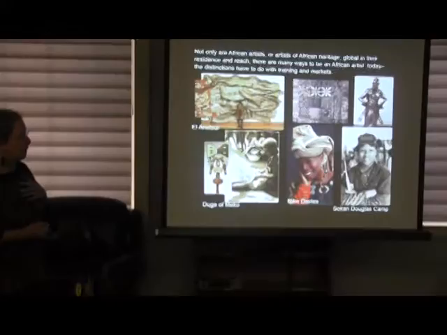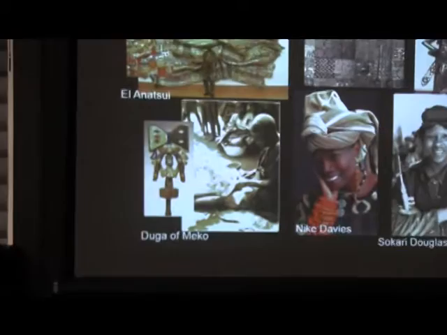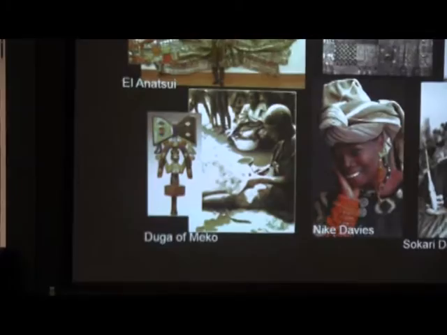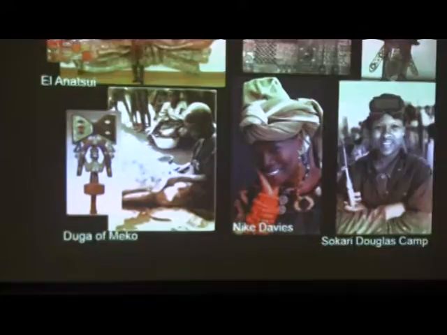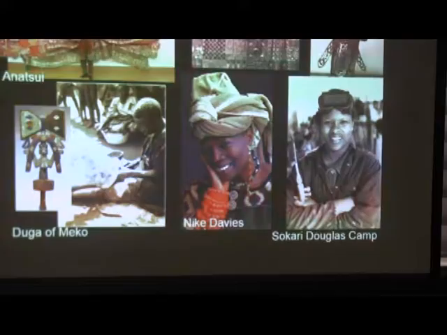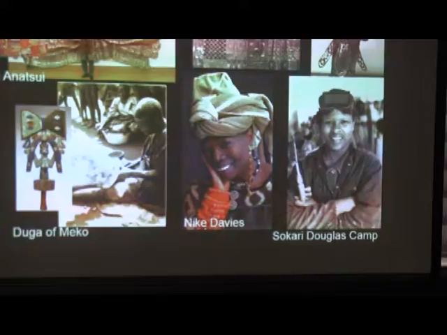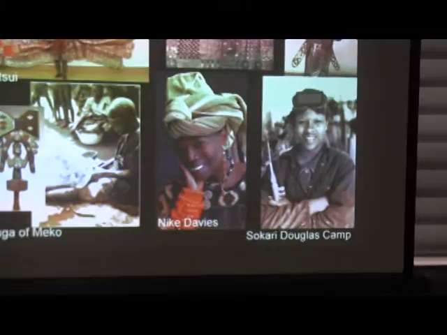Duga Amiko is a traditional African carver from Nigeria. I expect he is, as we would say in Nigeria, late now, that is to say he has passed. Nike Davies learned from her great-grandmother how to do the textile designing and techniques which were traditional, and from which she has built an incredible business. She's a gorgeous woman, and she always looks absolutely spectacular. But she learned through the apprenticeship method.